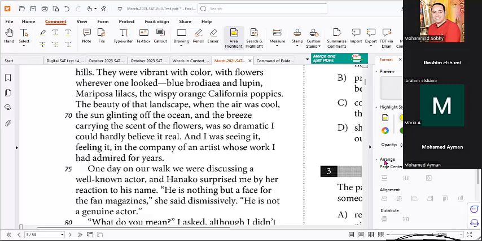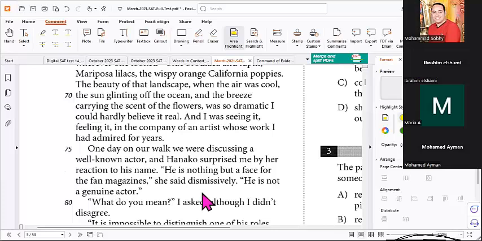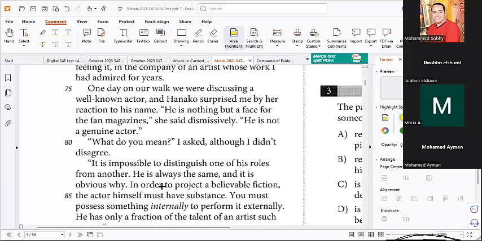One day on our walk, we were discussing a well-known actor, and Hanako surprised me by her reaction to his name. He is nothing but a face for the fan magazines, she said dismissively. He's not a genuine actor.